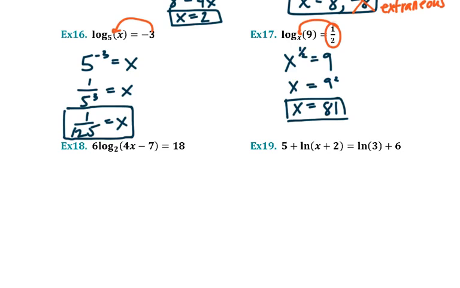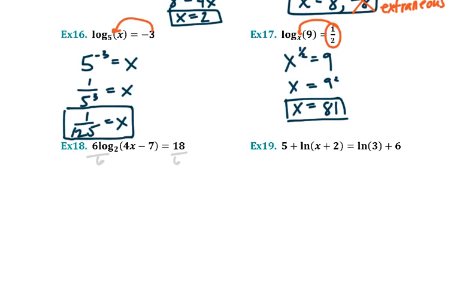On to example 18, 6 times log base 2 of 4x minus 7 equals 18. And there's more than one way to go around these problems. We just have to make sure that we're using all of our rules properly. So one thing which we've been doing a lot would be using the power rule of logs, and that would allow me to put 6 up on the exponent of that argument.